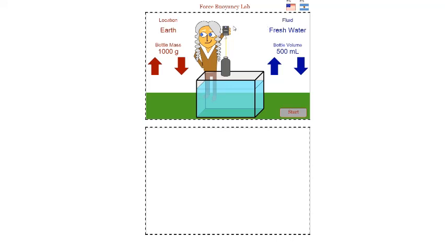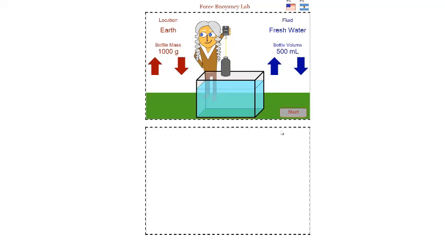To do the first question, they do specify that you stay here on Earth. Notice you can also change the fluid that's in your container. Again, the first question specifies that you stay with fresh water. And then you can change the mass of your bottle as well as its volume. Now, in this first one, you use the default values. You use the volume of 500 milliliters. You use the mass of 1,000 grams.